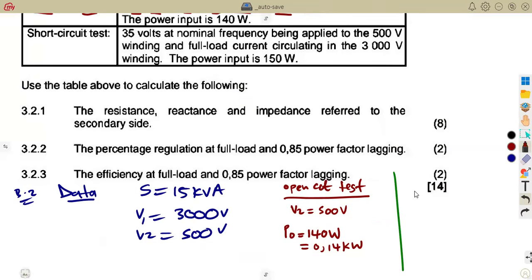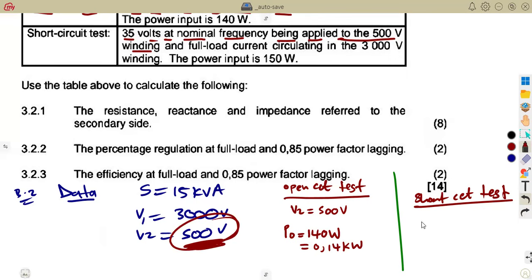Then we move on to the short circuit test. What is it that you are given on the short circuit? 35 volts at nominal frequency being applied to the 500 volt winding. Guys, which one is the 500? The 500 is the secondary. So it is being applied to the secondary, meaning they're talking about the short circuit of the secondary side. V short circuit 2 is the one that you're given there, 35 volts.